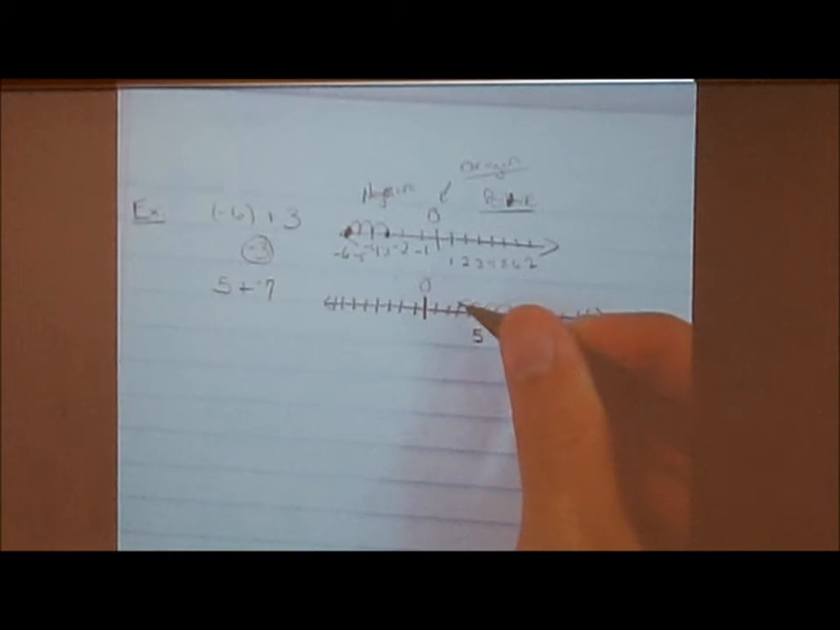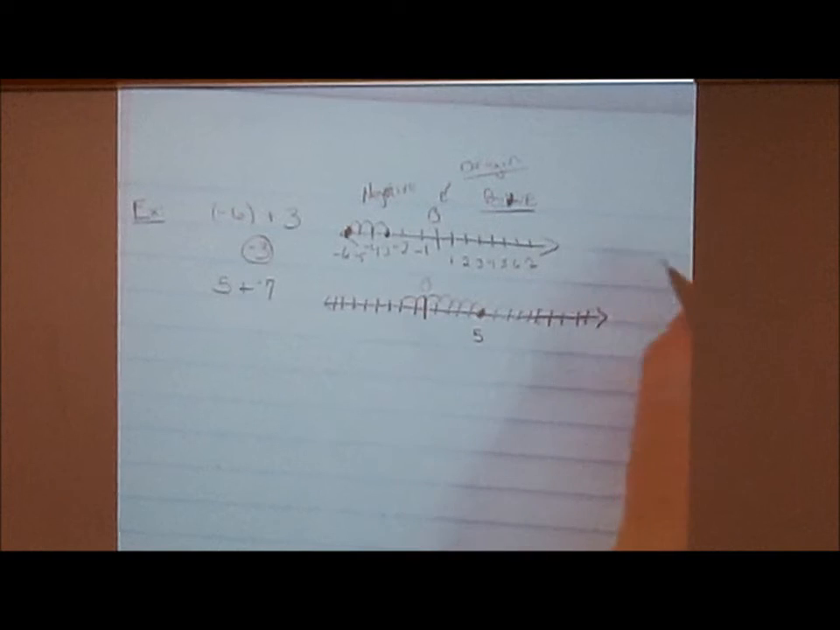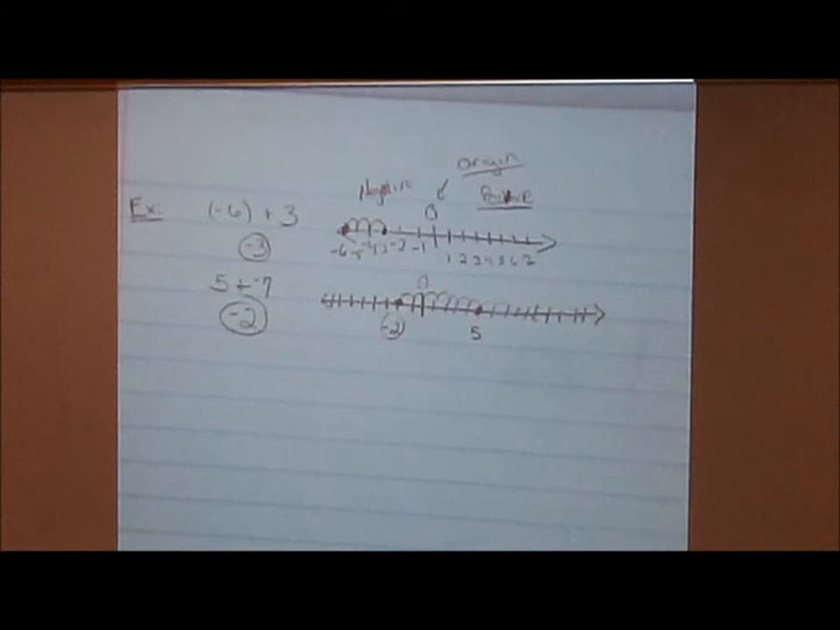So, 1, 2, 3, 4, 5, 6, 7. And then I move 7 to the left, so this is 2 to the left, negative 2. Is that my answer? Yes. Yay! I see, this is nice. But it's too long, I need another way.